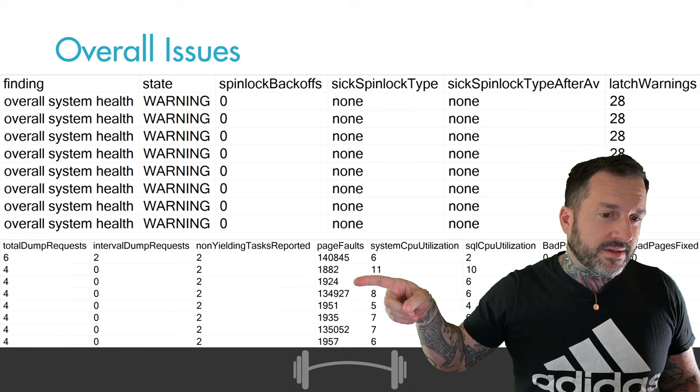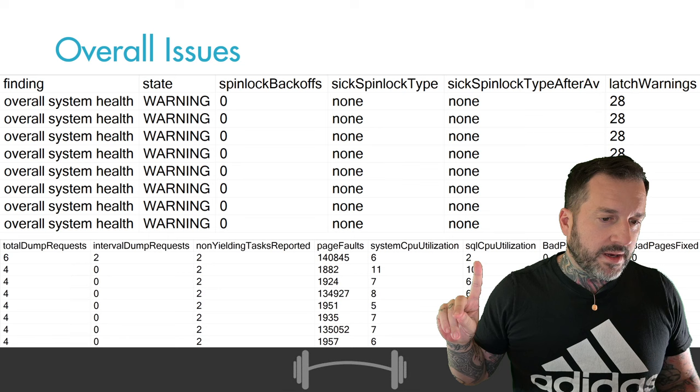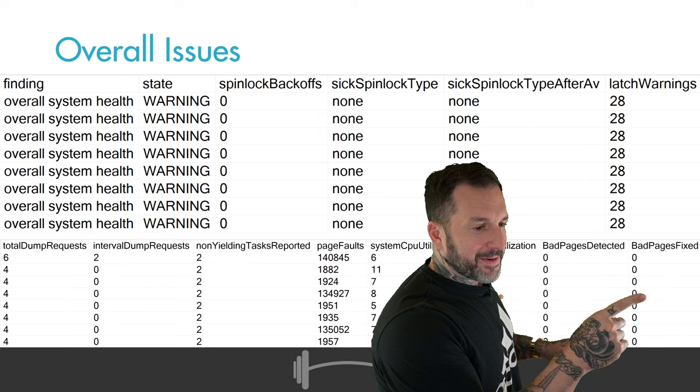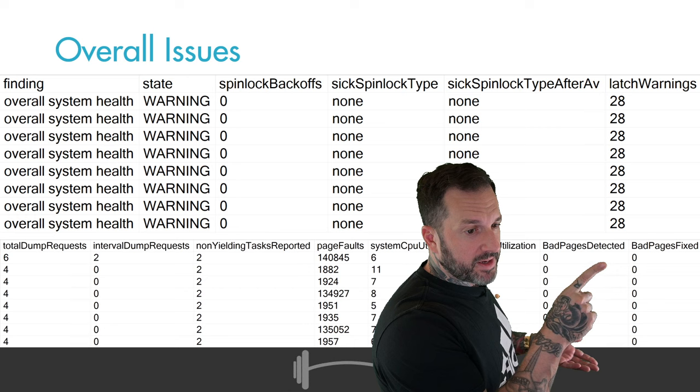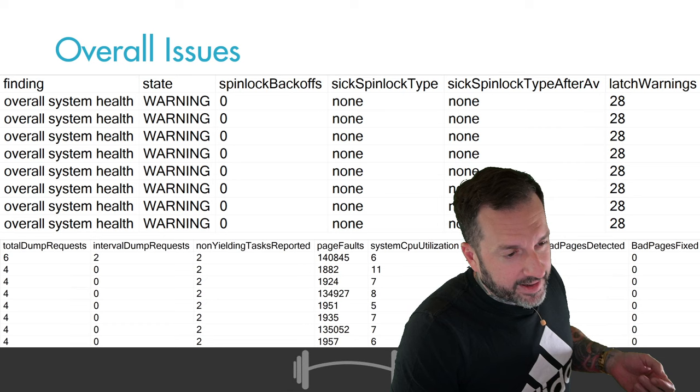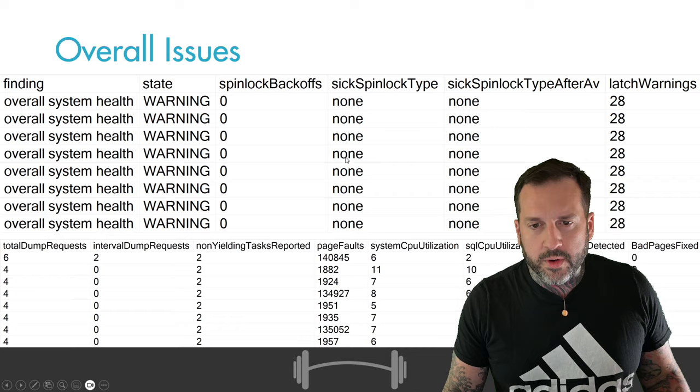Then there's some information about system and SQL CPU utilization. And then if we, which way do I turn here? There we go. That looks good. If any bad pages were detected, like by having checksum page detection turned on for your database, or your AG or mirroring fixed any bad pages, that gets logged there. But there's enough cool stuff in there that I think it was worth pulling out.